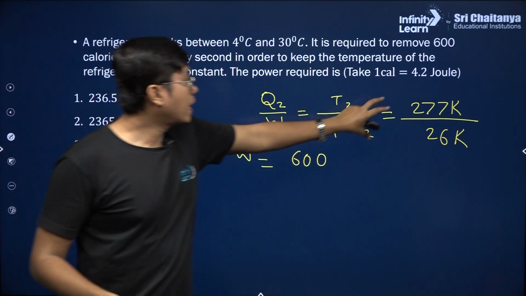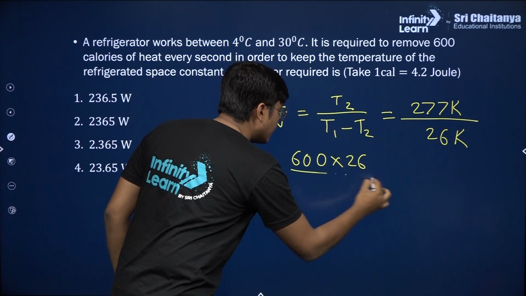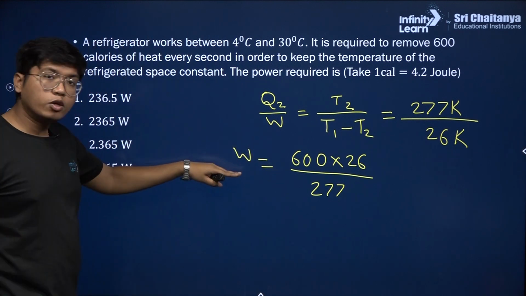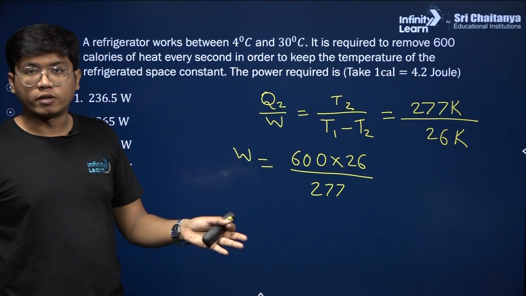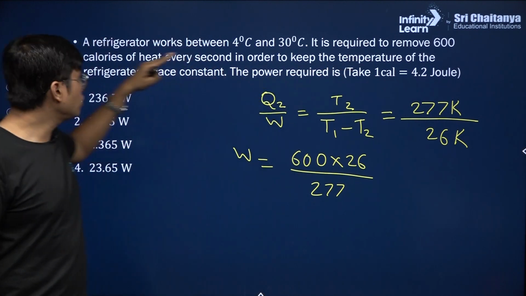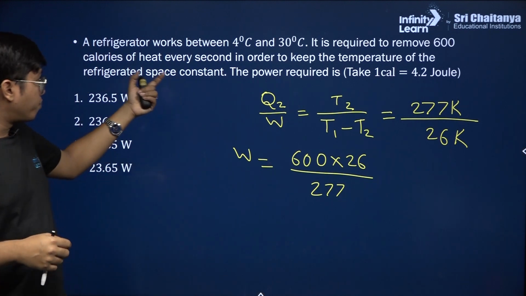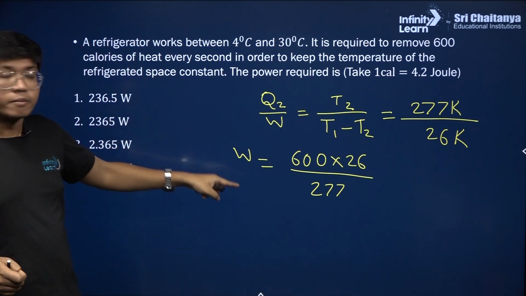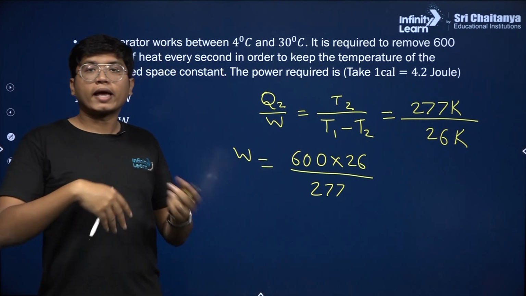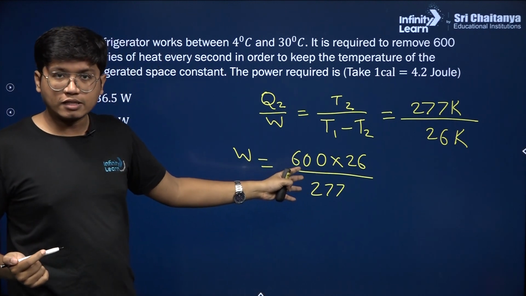Q2 divided by this entire quantity. So 600 into 26 divided by 277. Now see, over here when you get the work done, that itself is the power. Why? Because this Q2 is not just the energy, it's energy per second. So that per second, for power you need work per second, right? So that per second is already taken care of by this. So you don't need a time again to divide this by time. You just proceed as this.